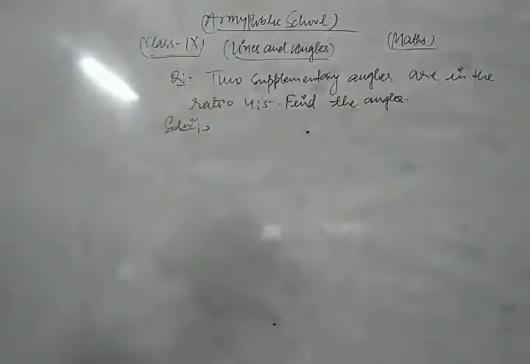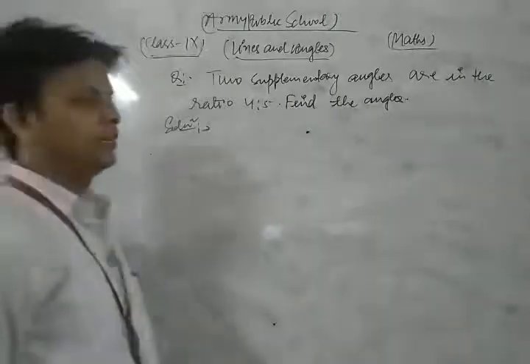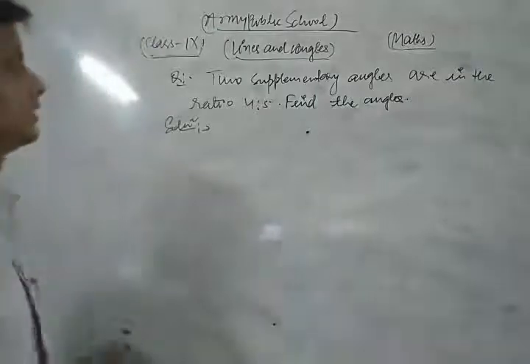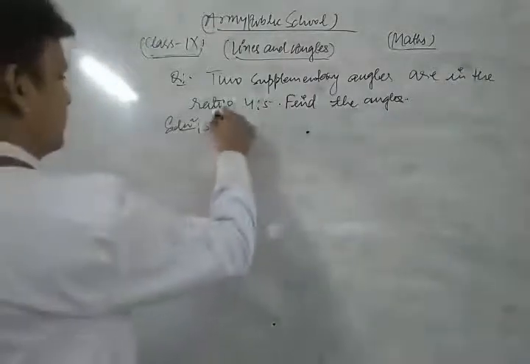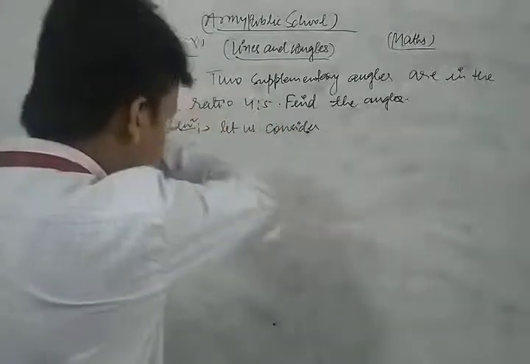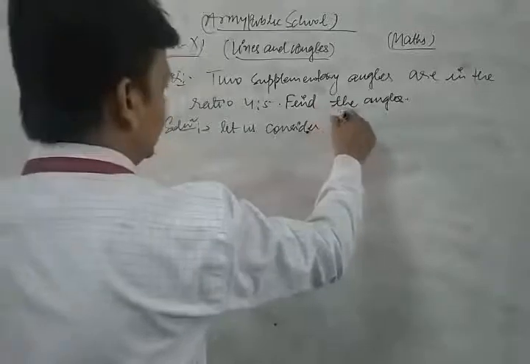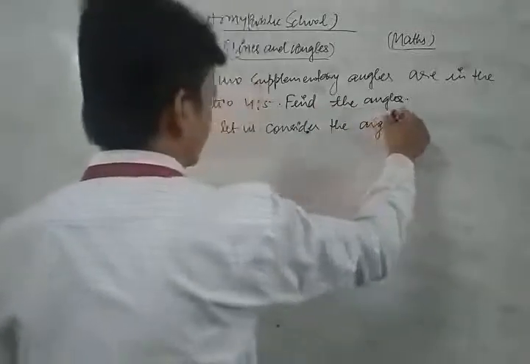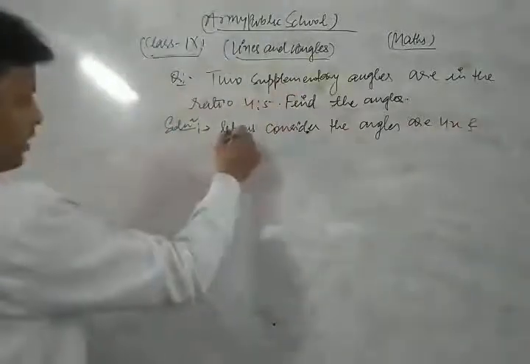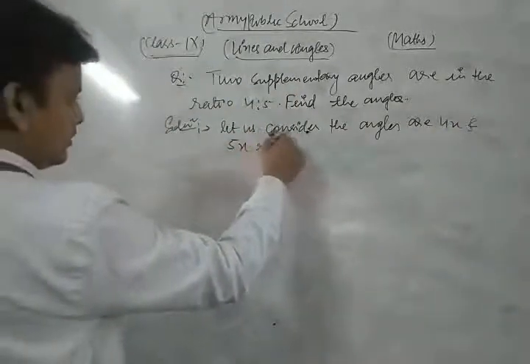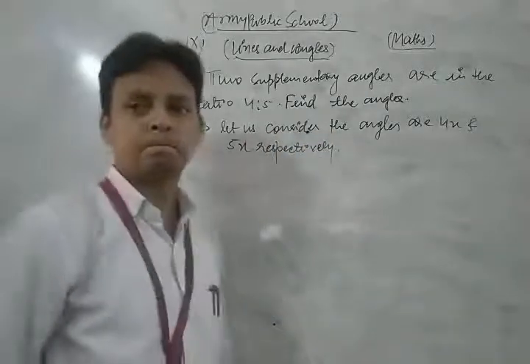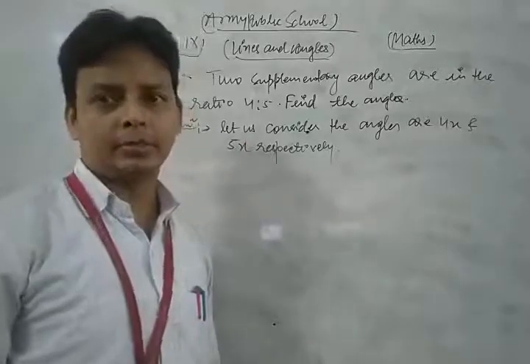You know that very well, two angles are said to be supplementary if their sum of measures is 180. So let us consider the angles are 4x and 5x respectively.